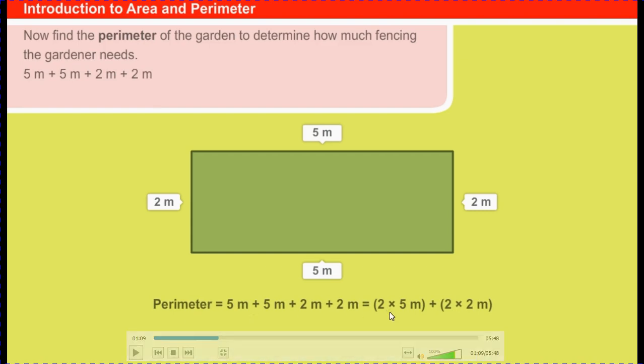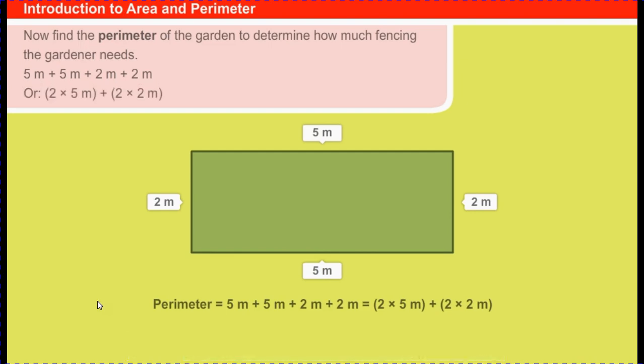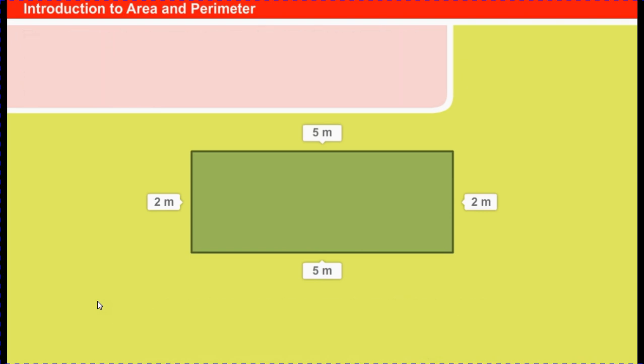Or you can use the rule like this. So you have double of 5 and double of 2. That means 5 multiplied by 2 and 2 multiplied by 2. You will get your perimeter. It will be the same answer. It will be 14 meters. Then now we know the length of our fence.